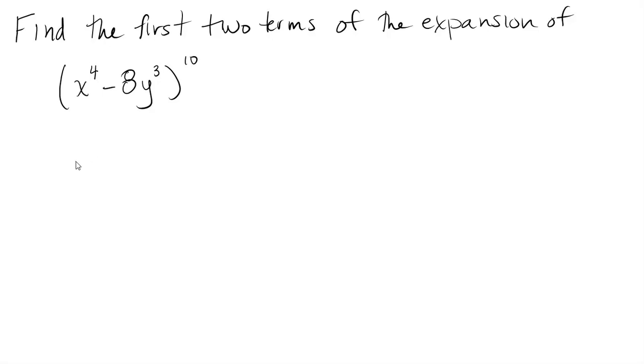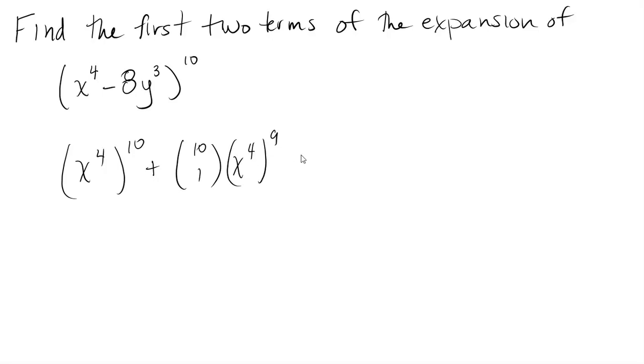The first term of the expansion is the first term of the binomial raised to the full power. The second term of the expansion is going to choose 1 copy of minus 8y cubed out of the 10 possibilities. So that's 10 choose 1 times x to the 4th raised to the 9th power. We're only choosing 9 copies of x to the 4th because we're going to introduce our first copy of negative 8y cubed. Now there are a bunch more terms, but we weren't asked to find them. We're just going to simplify these. So x to the 4th to the 10th would be x to the 40th.